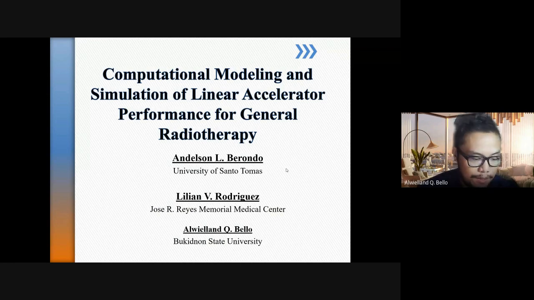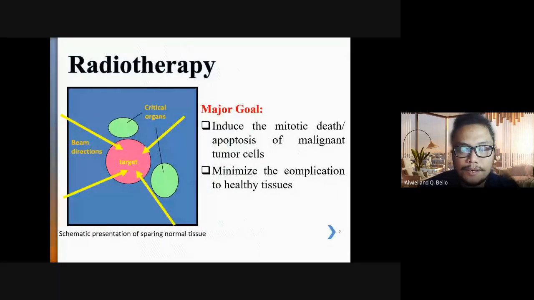In this session, I'm going to share with you our research collaboration entitled Computational Modeling and Simulation of Linear Accelerator Performance for General Radiotherapy. So radiotherapy. The main goal here is to induce the mitotic death or apoptosis of malignant tumor or cancer cells, and to minimize at the same time the complication to healthy tissues.